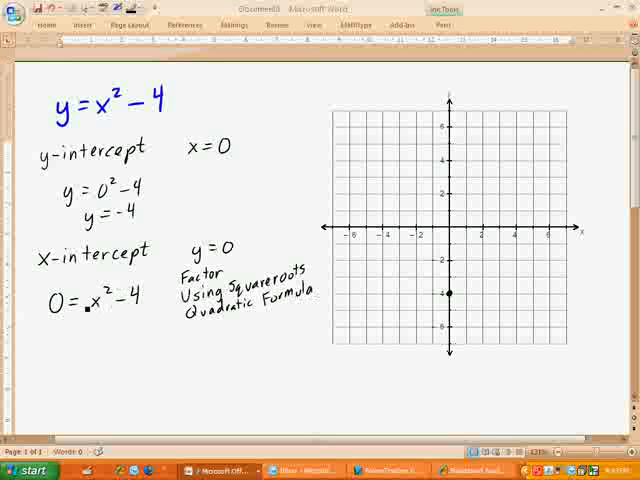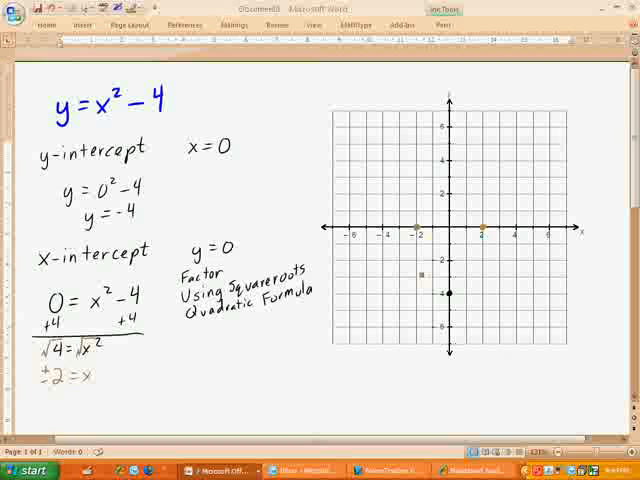If I get the x squared by itself, I add 4 to both sides, and I get 4 equals x squared. And then to get the x totally by itself, I'm going to take the square root of both sides. And of course, when I take the square root, my answer is plus or minus 2 equals x. And so now I can put my x-intercepts on. The x-intercepts are on the x-axis. So I've got 2 and negative 2. Now make sure you're drawing this graph in your notes.